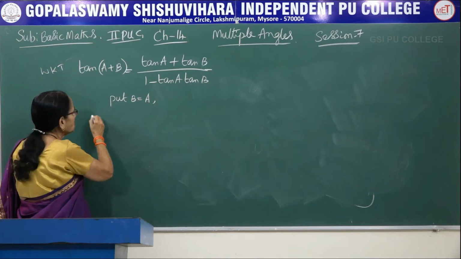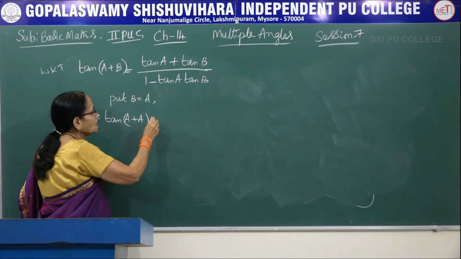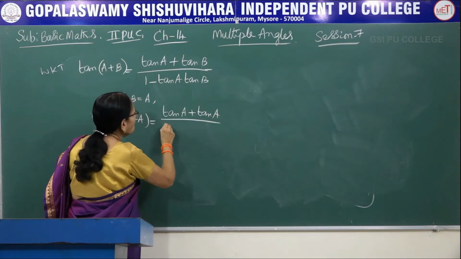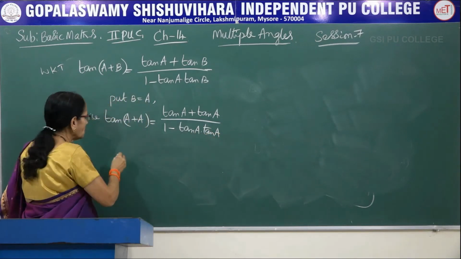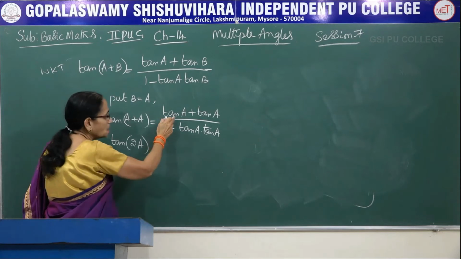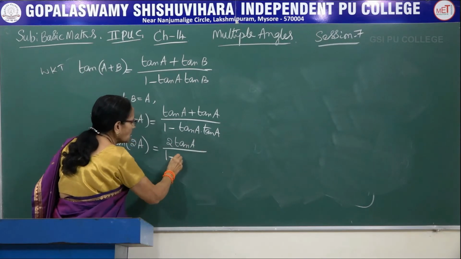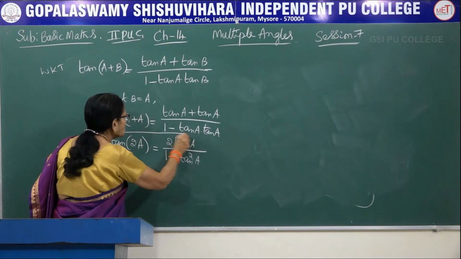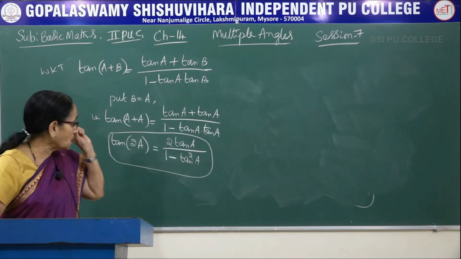Put B is equal to A. Therefore, on the left hand side we are having tan of A plus A. And right hand side it is tan A plus tan A divided by 1 minus tan A into tan A. Now as usual, left hand side we are adding the terms, tan of 2A, and here tan A plus another tan A. So it is again 2 tan A divided by 1 minus, here we are multiplying tan A into tan A. This becomes tan square A. So this is the formula for tan of 2A. So for sin of 2A we have 2 sin A into cos A.